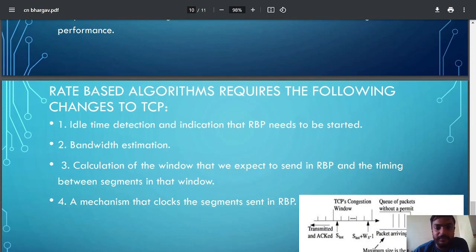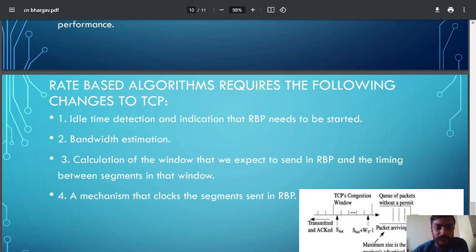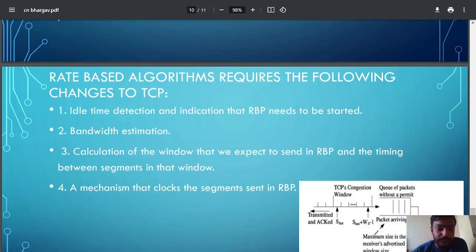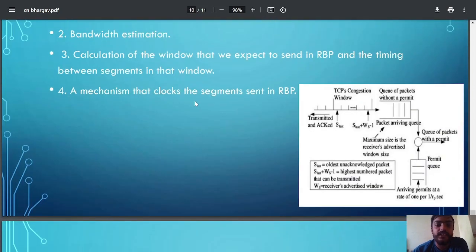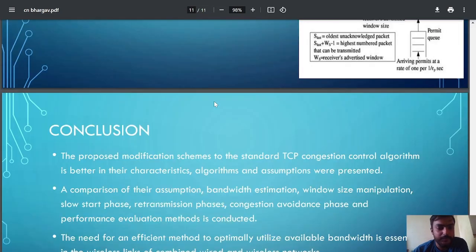So the rate-based algorithm requires the following changes to TCP: idle time detection and indication that RBP needs to be started, bandwidth estimation, calculation of the window that we expect to send in RBP, and timing between segments in the window, a mechanism that clocks the segments sent in RBP.